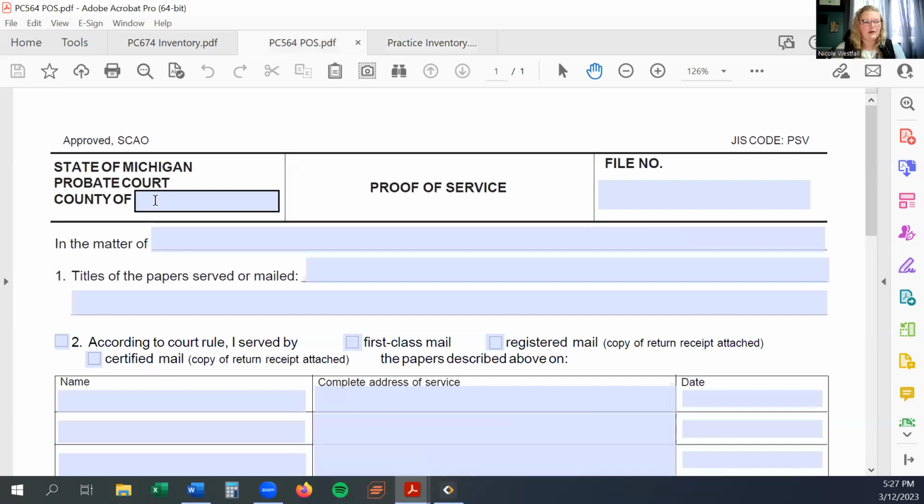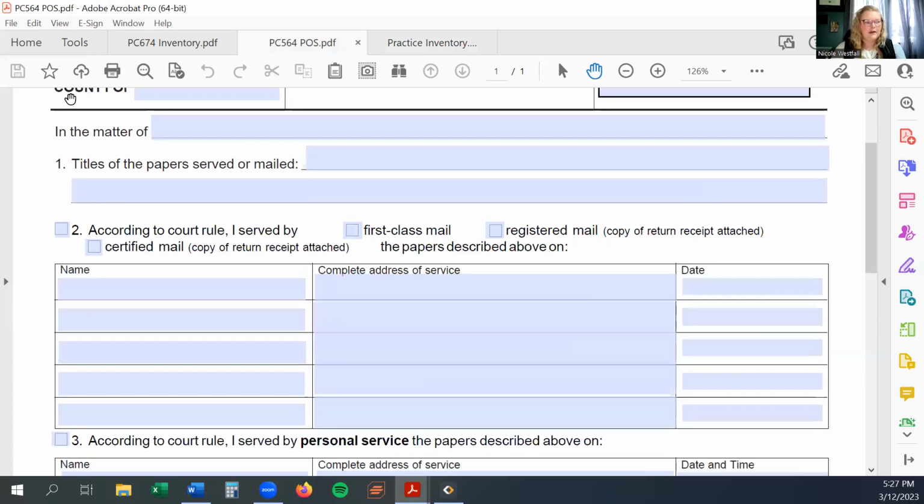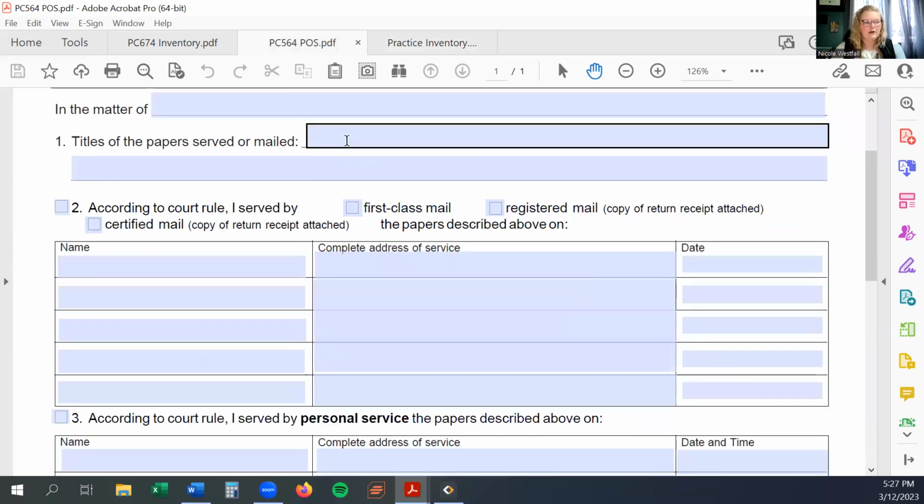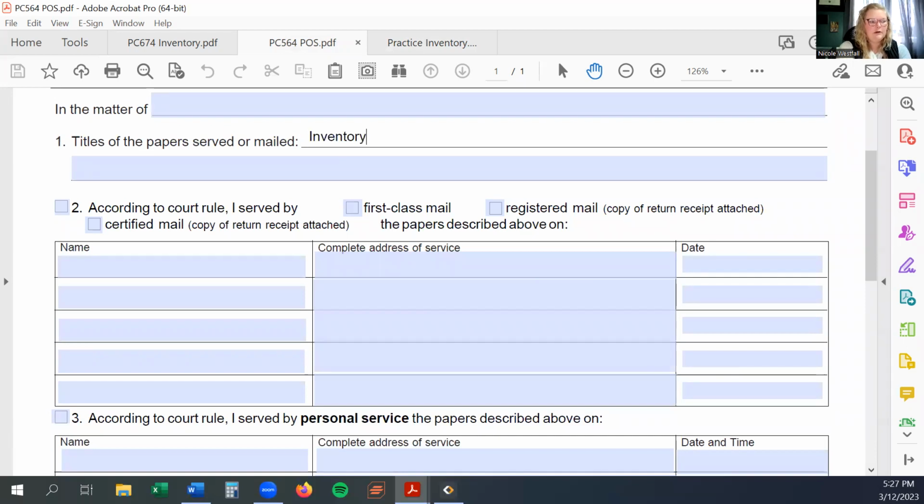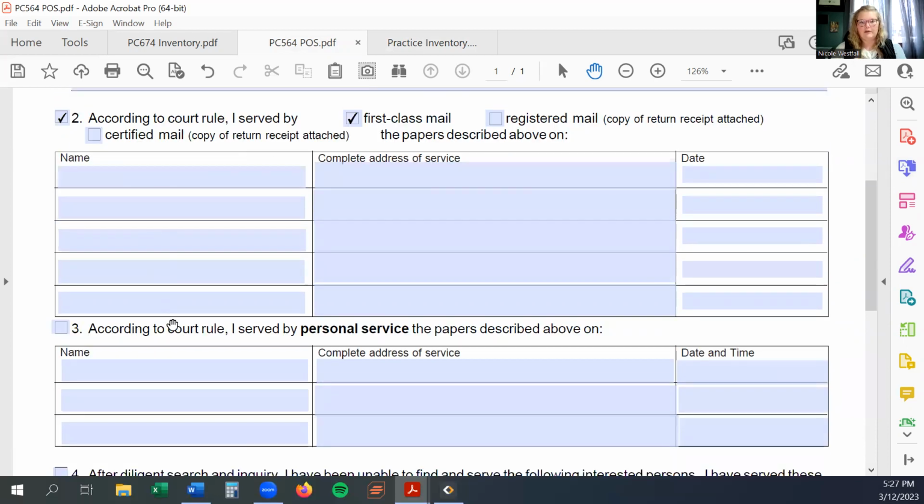So here you would type in the county, the file number, who the matter's for, and then here you would just type in the inventory. Okay. And then you would say, according to court rule, I serve by first class mail. And you would type in each person that is an interested party in this matter.